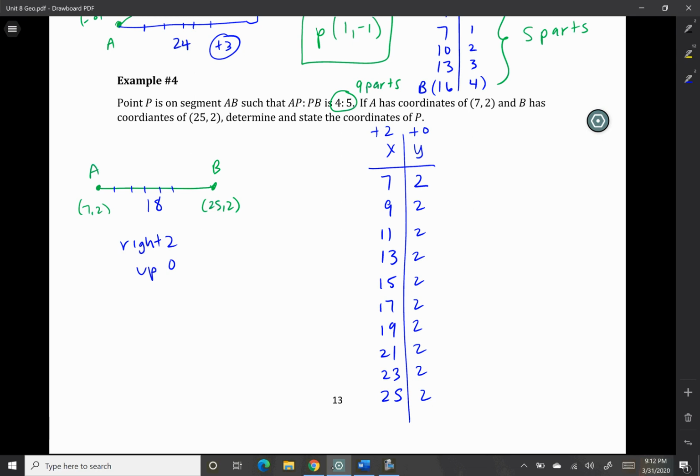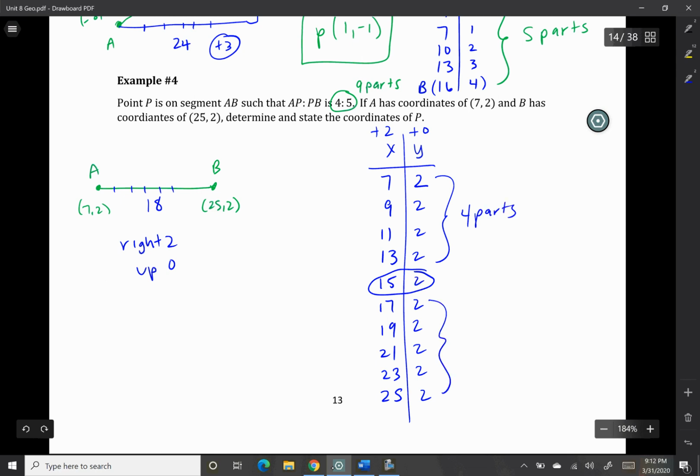Then I want to chop this up so that I have 4 pieces compared to 5 pieces. So if I go 1, 2, 3, 4 points, circle the next one. This has 4 parts. The bottom, notice, is 5 points, so that would be 5 parts. So the coordinate of P that they're looking for is 15, 2.